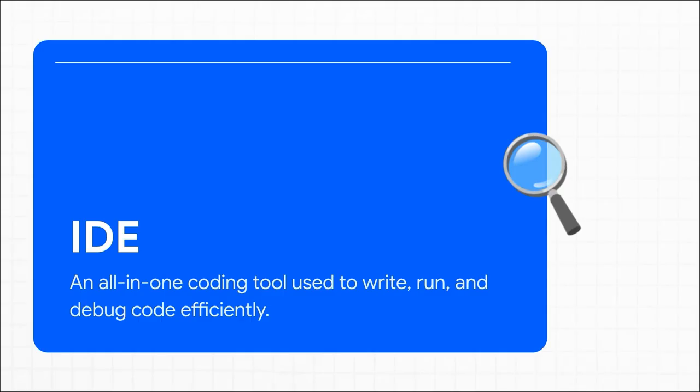Now sure, you could write code in a simple text editor, but pretty much every professional uses what's called an Integrated Development Environment, or an IDE. This is basically the software engineer's main workbench. It's this all-in-one app that helps you write code, it'll highlight potential errors as you type, and it has these really powerful tools for finding and fixing problems.